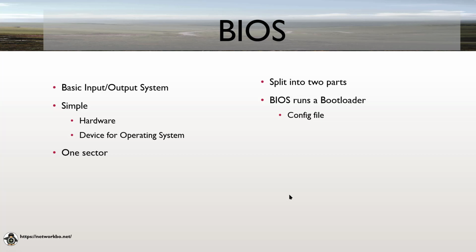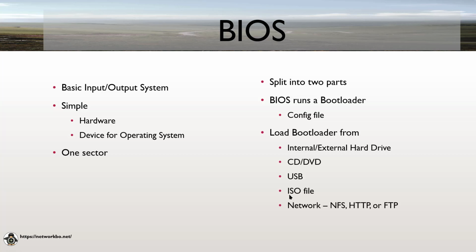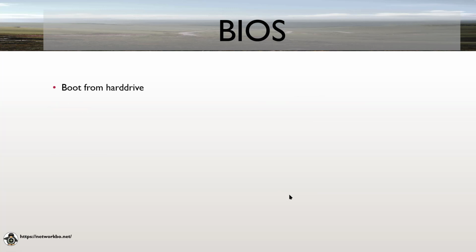Most BIOS setups allow you to load the bootloader from an internal or external hard drive, a CD or a DVD, a USB, an ISO file, or a network server using NFS, HTTP, or FTP. If booting from a hard drive, you must designate the hard drive and the partition where the BIOS should load the bootloader. This is done by defining the master boot record.